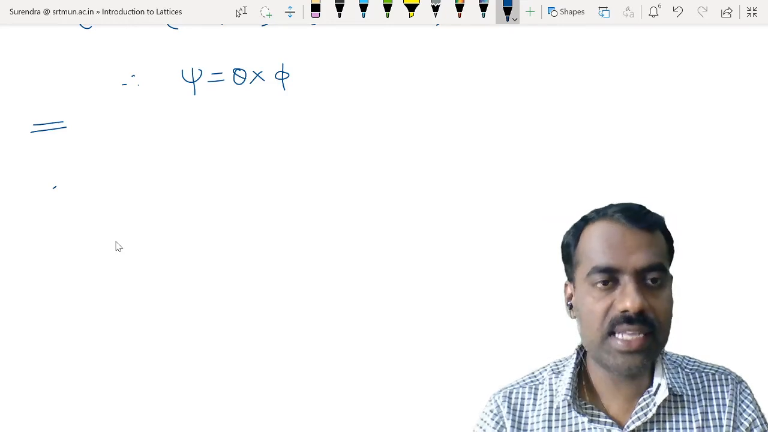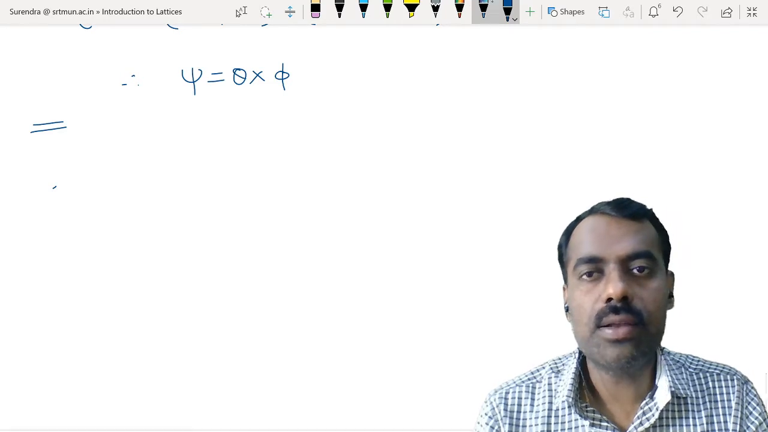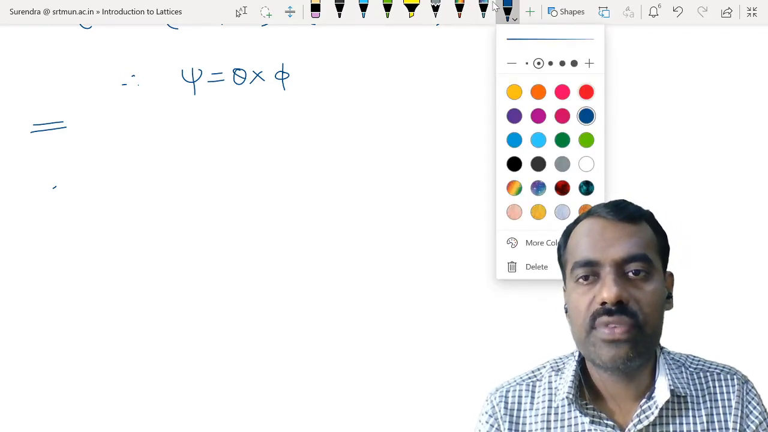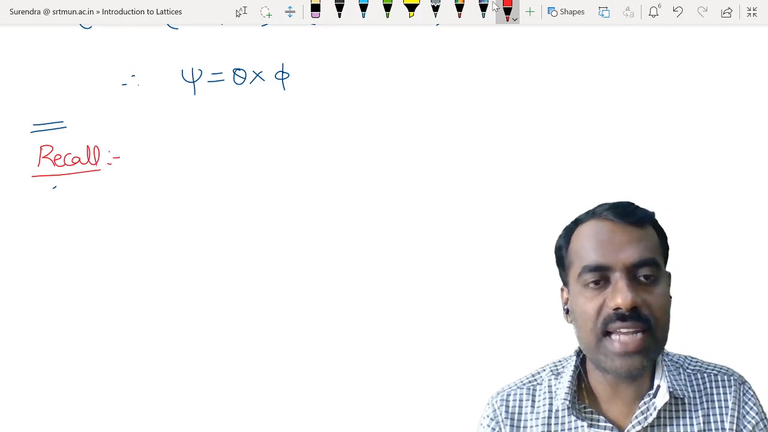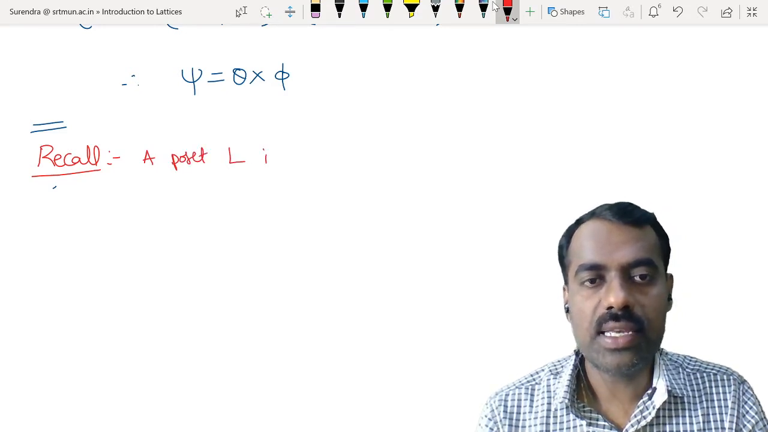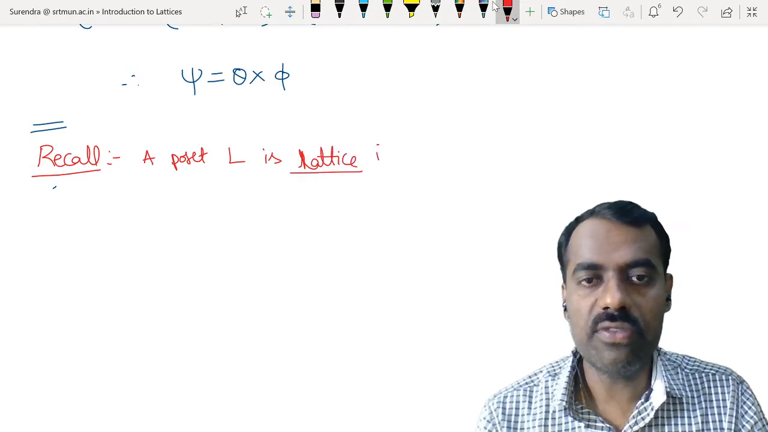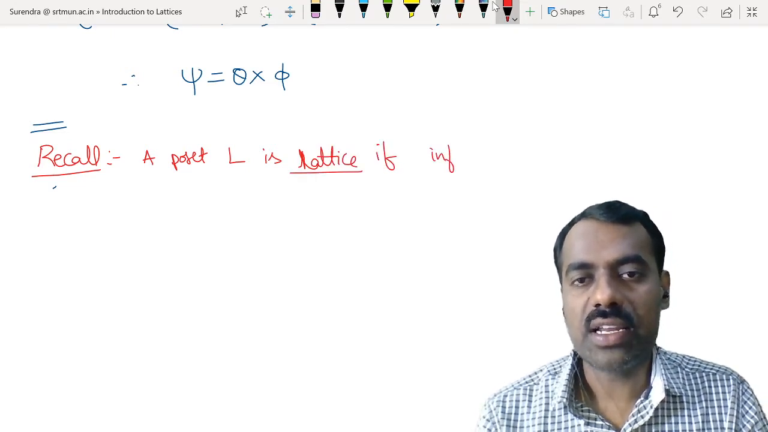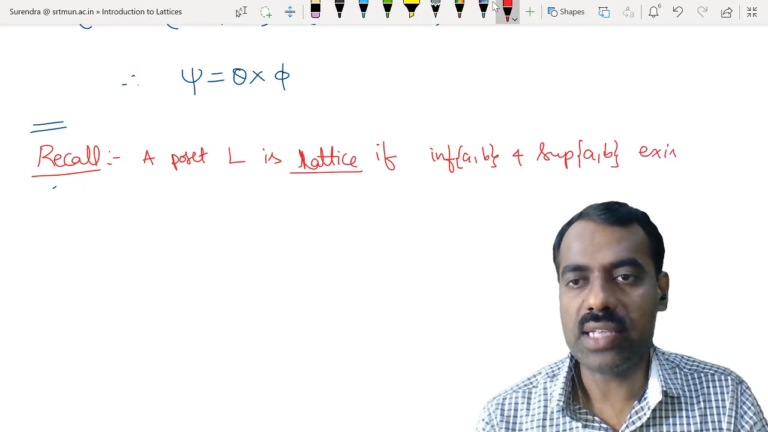We will see another type of lattice, so we will quickly recall. What is the definition of a lattice? We say a poset L is called a lattice if, what is the definition? Either the infimum of a, b and the supremum of a, b exist for every a, b in L.